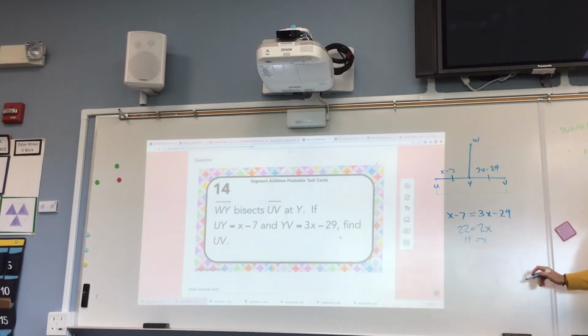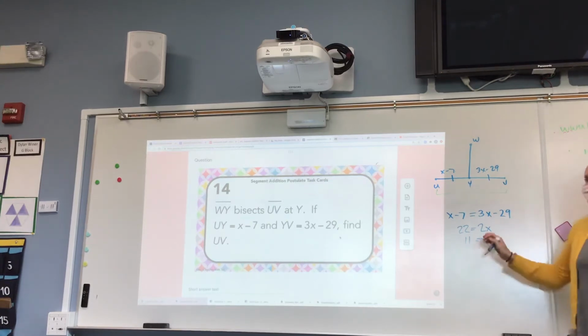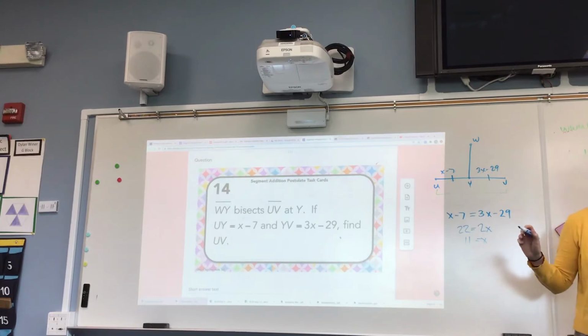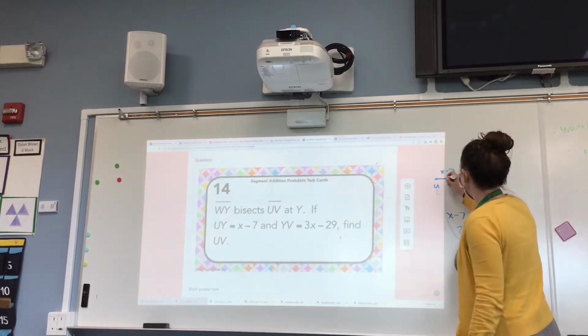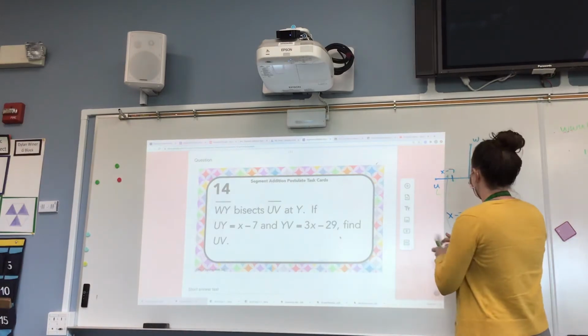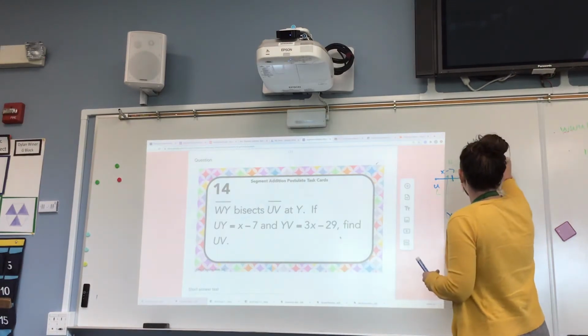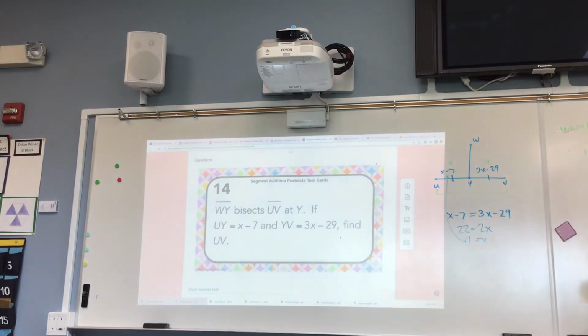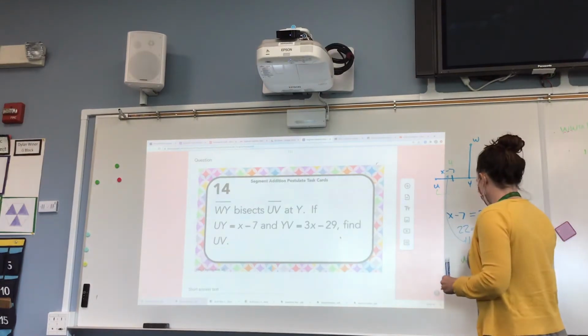We want to find UV. So now what? Because I only have x, but how do I find UV? You plug the x value into one of the sides. It doesn't matter which one. Why doesn't it matter? They're equal, they're going to be the same. So if we plug it into the left side, what do you get? 4. You plug it into the right side, what do you get? 4. So you add them together. So what is UV then? 8. Yes. You can add them together or you just double it.